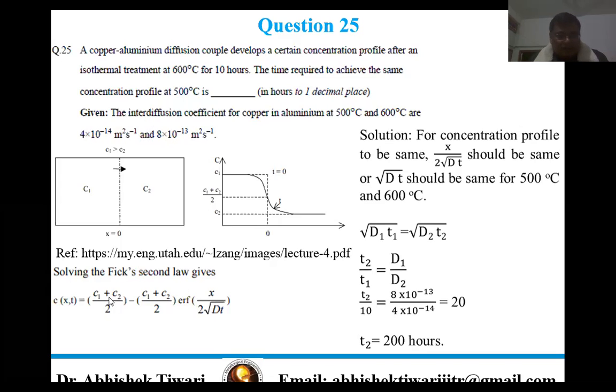interdiffusion, by solving Fick's second law, we get C of x comma t is equal to (C1 plus C2) divided by 2 minus (C1 plus C2) divided by 2 times error function of x upon 2 under root Dt. For the concentration profile to be the same, x upon 2 under root Dt should be the same. That means under root Dt should be the same for 500 degree centigrade and 600 degree centigrade. That means under root D1 t1 is equal to under root D2 t2. So on solving this, we get t2 upon t1 is equal to D1 upon D2, so t2 upon 10 is equal to 8 into 10 to the minus 13 upon 4 into 10 to the minus 14. So t2 comes out to be 200 hours.